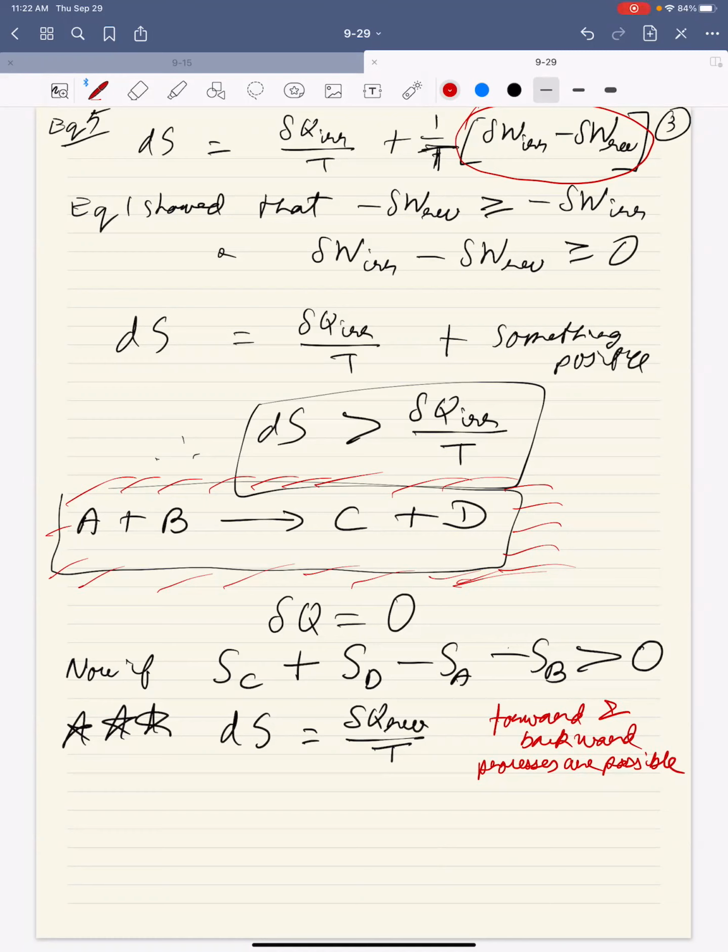We have a piston. If you just yank it like this and make a small change, that's not going to change anything. But if you're moving it slowly, and if you reverse the direction, then the change will keep happening in the other direction, right? So if dS is equal to delta Q reversible by T, then forward and backward processes both are possible.